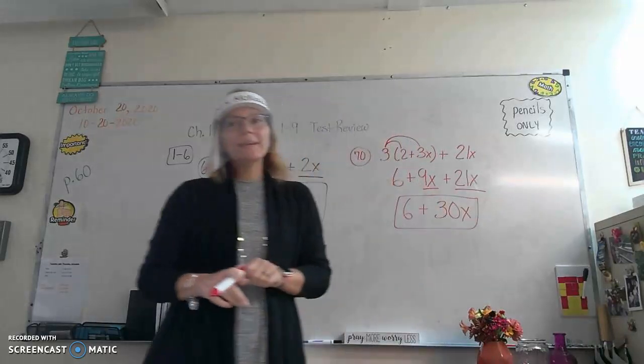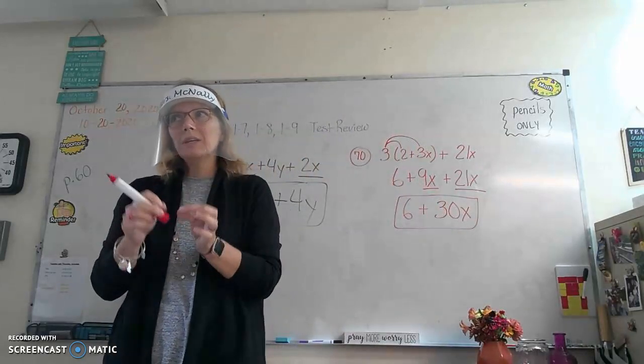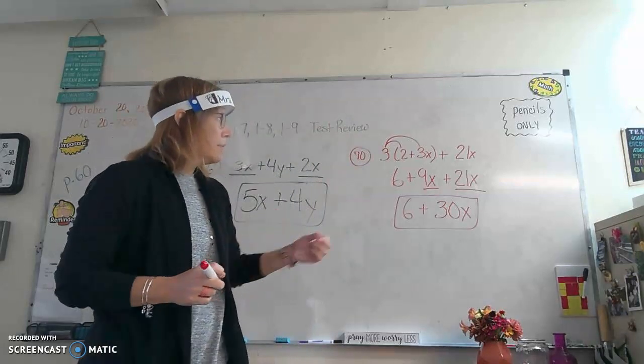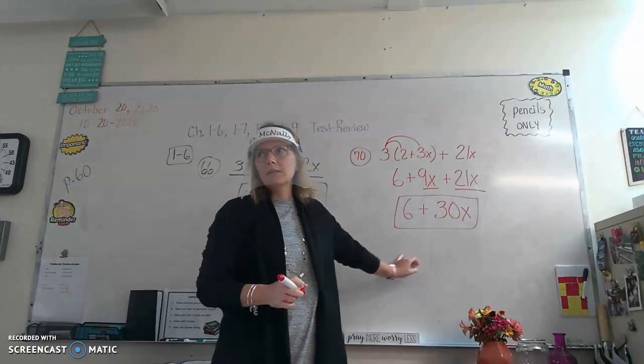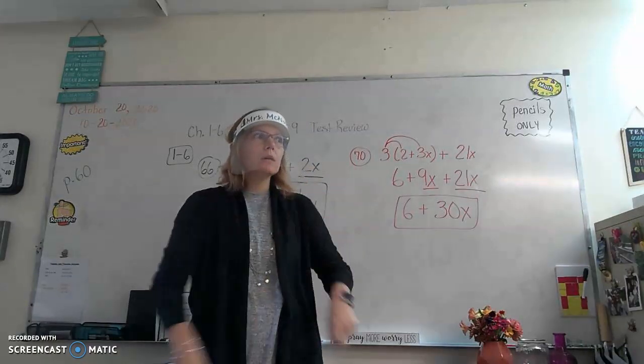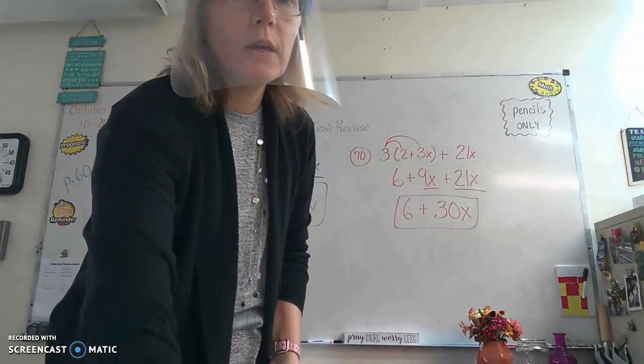Be careful on the test, because I did make it a little tricky with the answers to make sure you knew what you were doing. So I might have an answer on the test that says 36x. But that is wrong because you can't combine the 6 and the 30x. Okay?